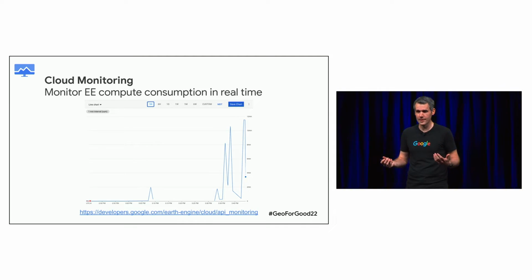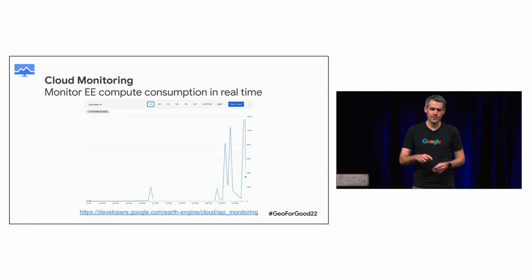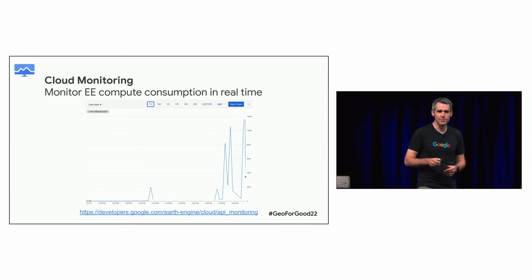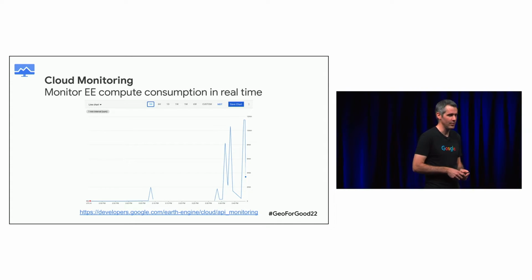Okay, I'm going to switch back to the slides now for one last thing. There are lots of different services you can use in Google Cloud. I'm not covering them all here. I'm just covering the most commonly used ones and the ones I think would be helpful. Another very helpful one is being able to monitor your Earth Engine consumption basically in real time. I'm going to walk through what that would look like.